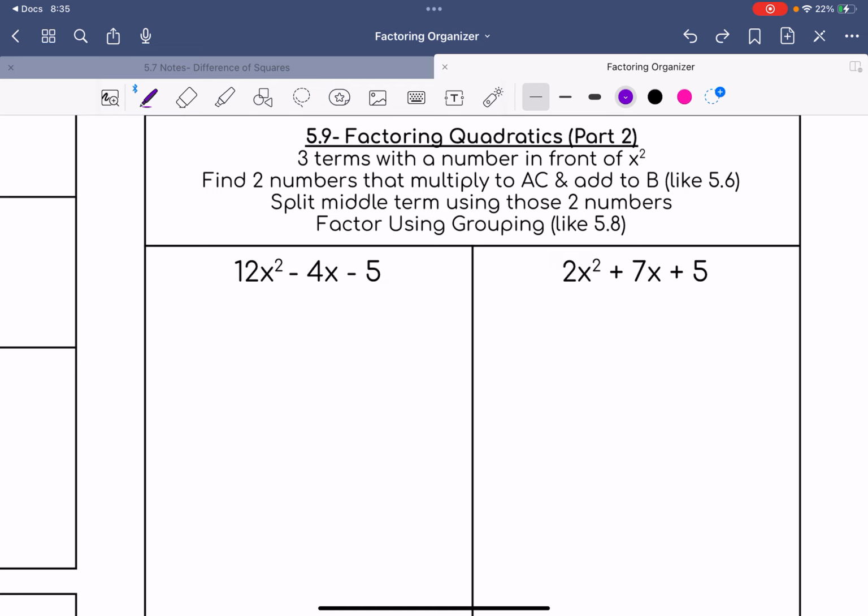So the first thing that we're going to do, I'm going to label our a, b, and c. Our a value here is 12. Our b value is negative 4. And our c value is negative 5. So a times c is 12 times negative 5, which is negative 60. So that's what we're trying to multiply to be. So we are trying to multiply to negative 60, and then we are trying to add to our b value. So we are trying to add together to be negative 4.